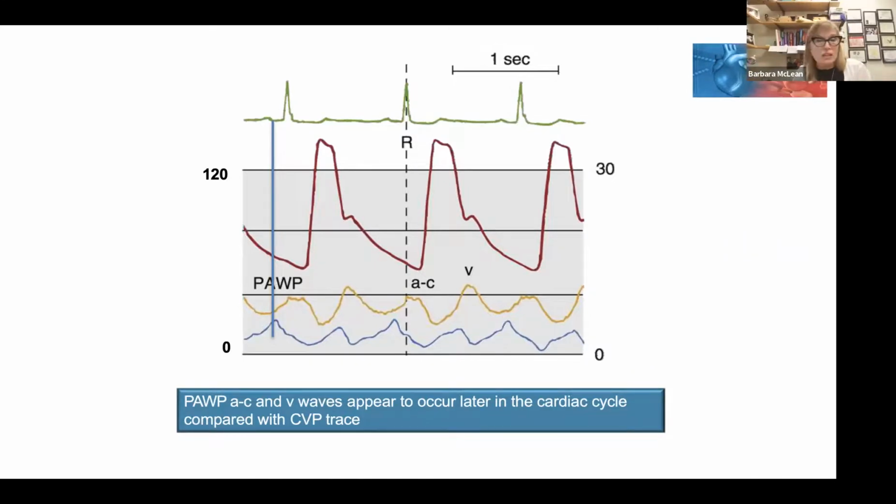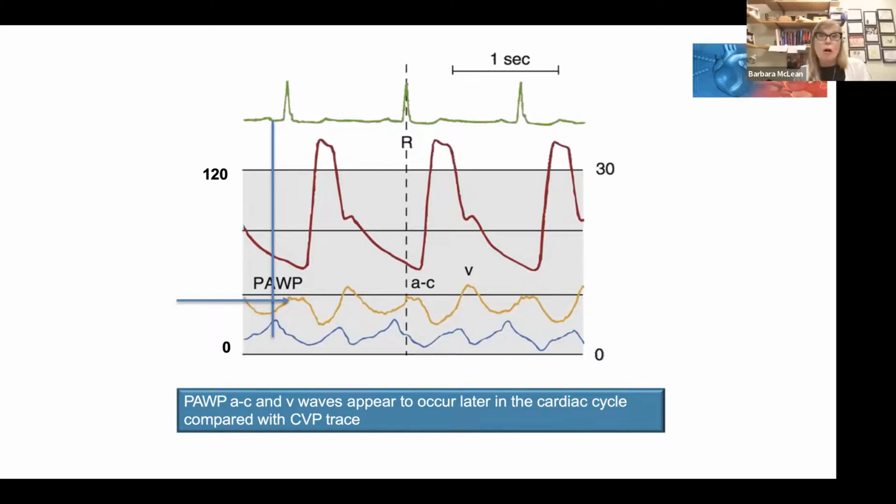You have an A wave, you have a C wave, you have a V wave, you have an X descent, you have a Y descent, but the timing is a little different. So I draw my line down from the QRS. Right away, I've got my A wave in CVP, but it's delayed for my wedge pressure. Okay, so that's really important.